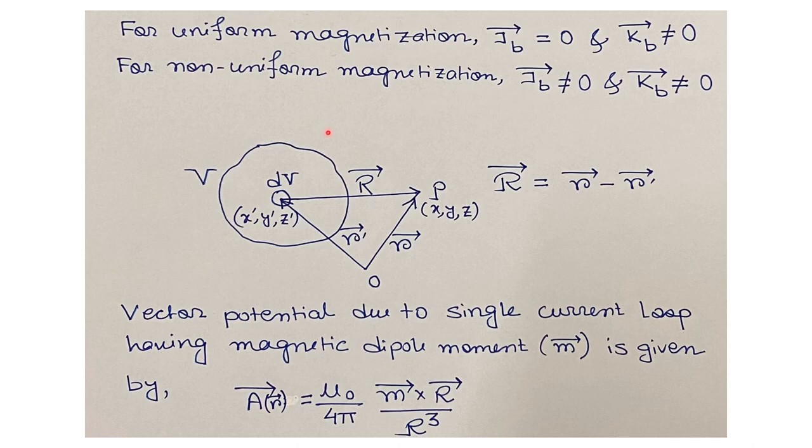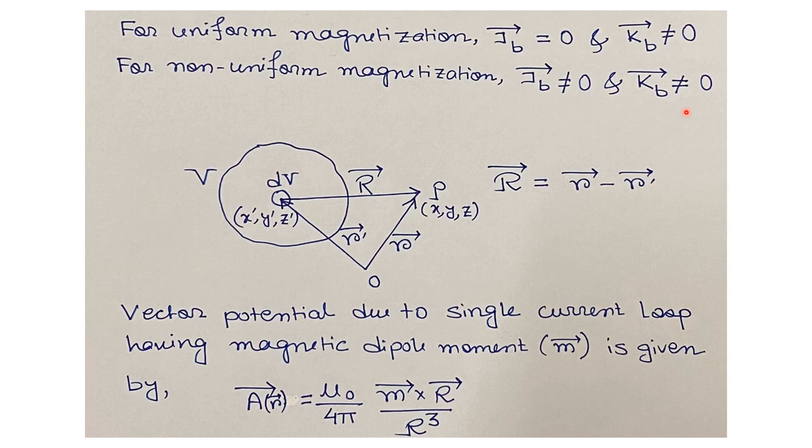Now for uniform magnetization, the volume bound current density Jb is 0, but the surface bound current density Kb is non-zero. This is because for uniform magnetization, all the tiny current loops formed inside the bulk of the system cancel each other. Hence, you will have a 0 volume bound current density Jb. But at the surface, the cancellation will not happen. So, effectively, you will have a non-zero surface bound current density Kb. In the case of non-uniform magnetization, both the current densities Jb and Kb are non-zero.